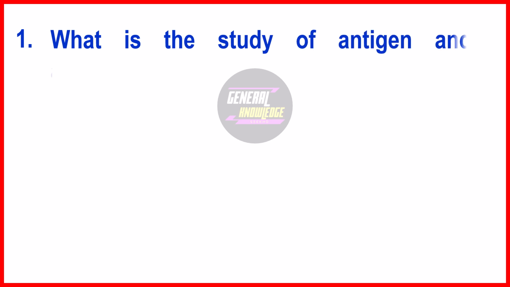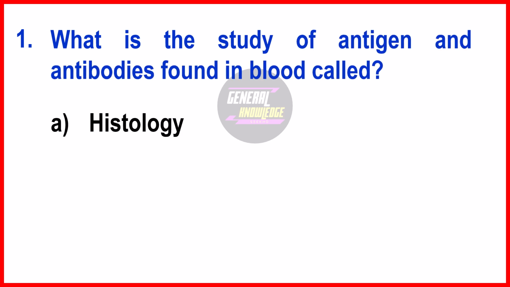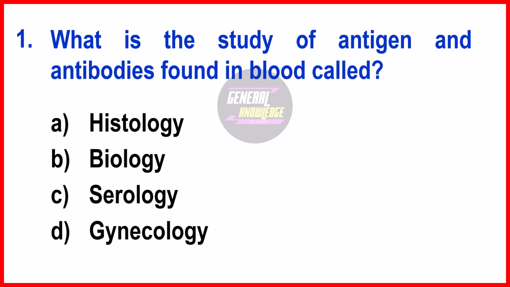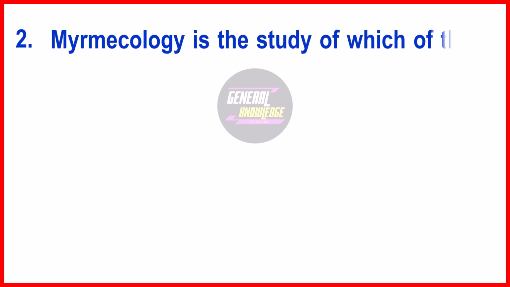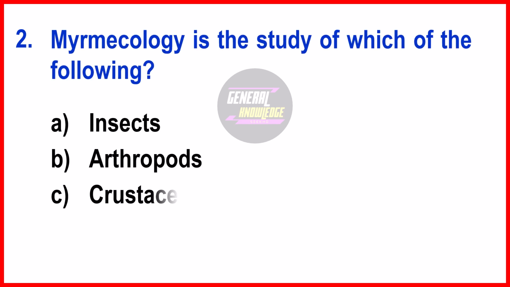Question number 1. What is the study of antigen and antibodies found in blood called? The right answer is option C, serology. Question number 2. Mimicology is the study of which of the following? The right answer is option D, ants.